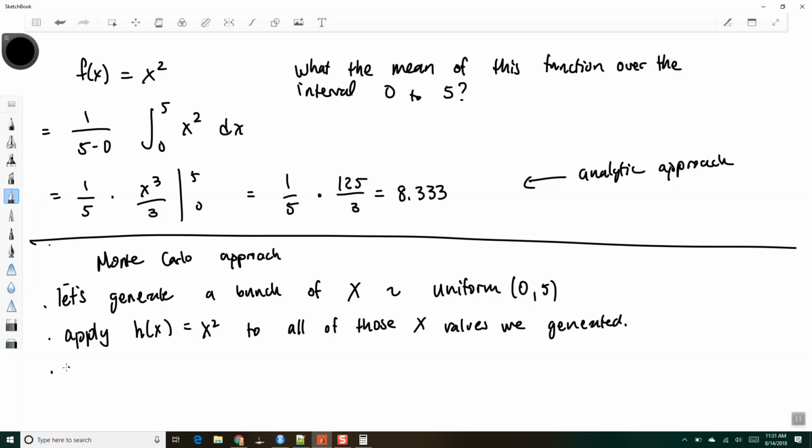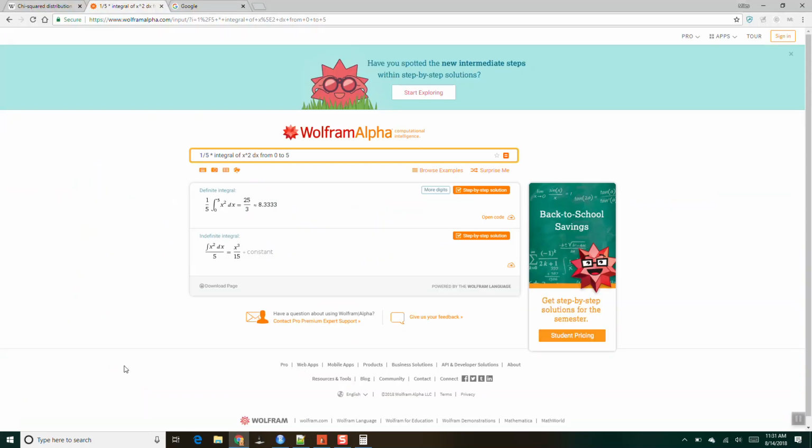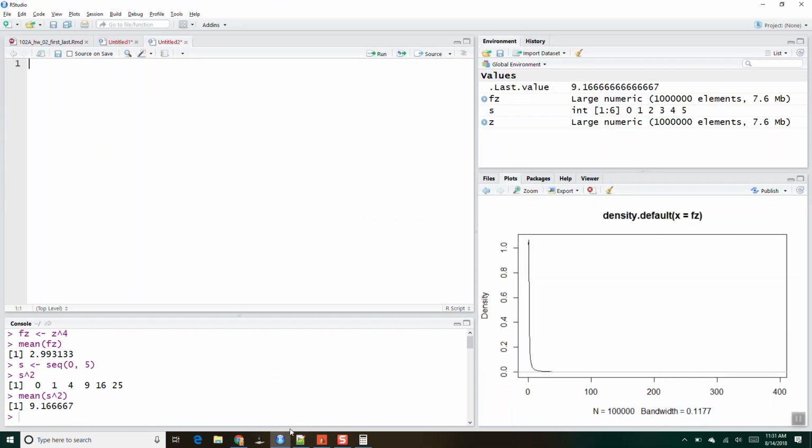And then take the mean of basically all of those h of x's. Okay, at least I hope. So Wolfram Alpha says it's 8.333, which means I didn't mess up my math.